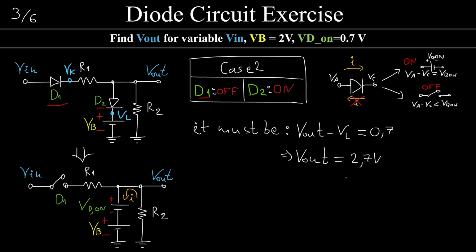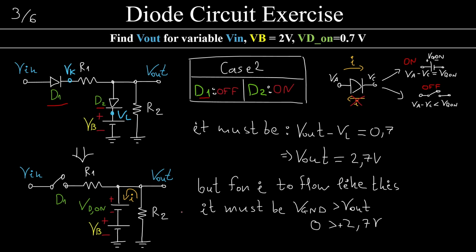Well, if that were to be true, that would mean that the current had to flow from here all the way to here. That would mean that the voltage at this point had to be higher than the voltage at this point. So the voltage at the ground had to be higher than the voltage at Vout. So it would mean that 0 had to be higher than 2.7 volts. We know that this is impossible. That means that we cannot have this configuration over here.